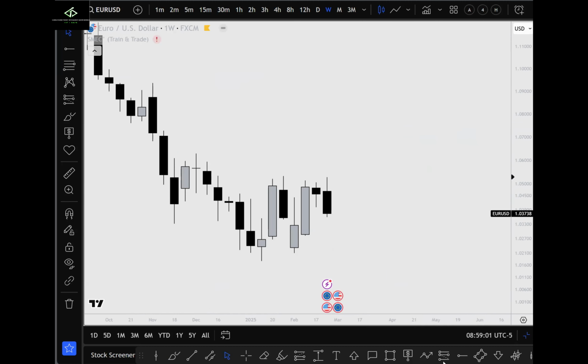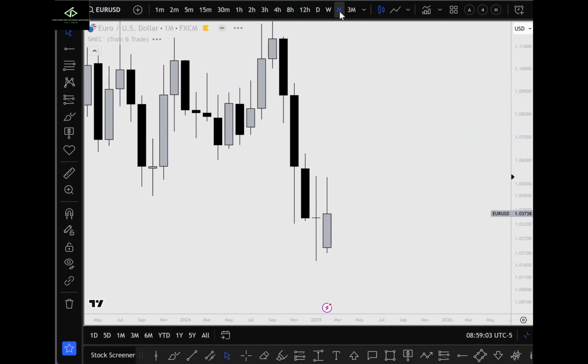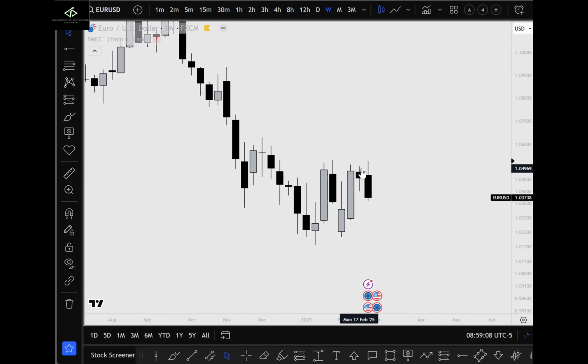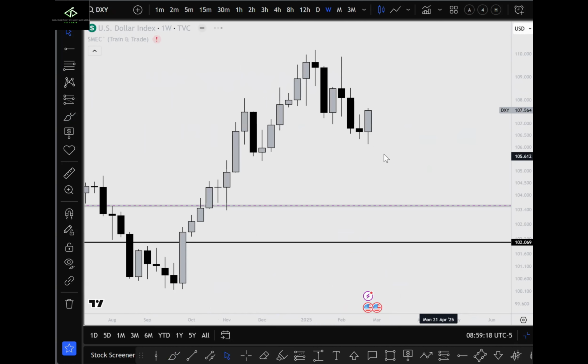Euro, I mean, there's a bunch of weekly engulfing bars, to be honest. Euro is interesting though. We have this weekly engulfing, but we're kind of in consolidation. So I want to see what's going to occur on this one. Same thing with DXY.